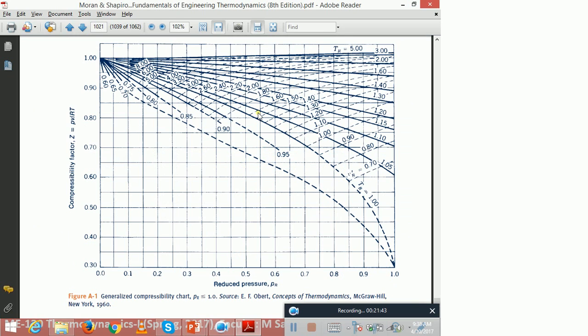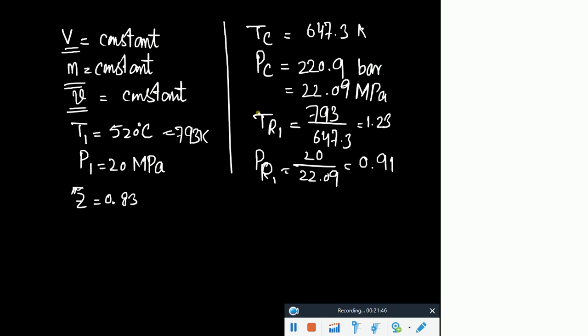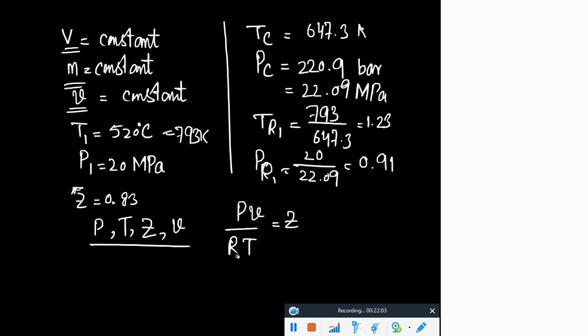Now similarly, we need to find out the specific volume at the initial state. So I hope you remember the relationship between P, T, Z and V. How can you relate them? PV by RT equals Z. Fine. So you can say that it is PV by RT equals Z.